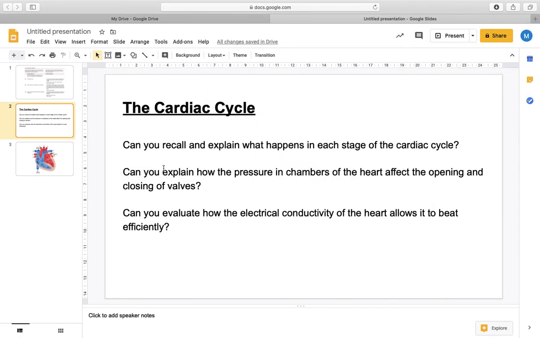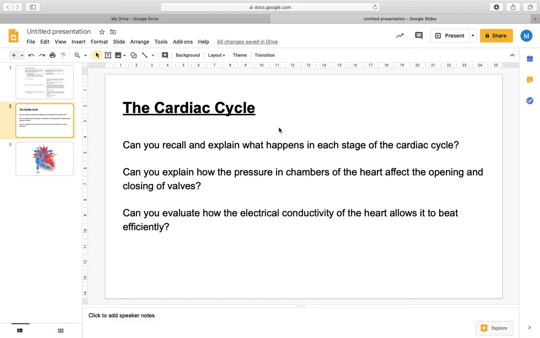Our learning objectives for today. So the title is the cardiac cycle. By the end of the lesson, you should be able to recall and explain what happens in each stage of the cardiac cycle. You should be able to explain how the pressure in chambers of the heart affect the opening and closing of valves. And you should be able to evaluate how the electrical conductivity of the heart allows it to beat efficiently.